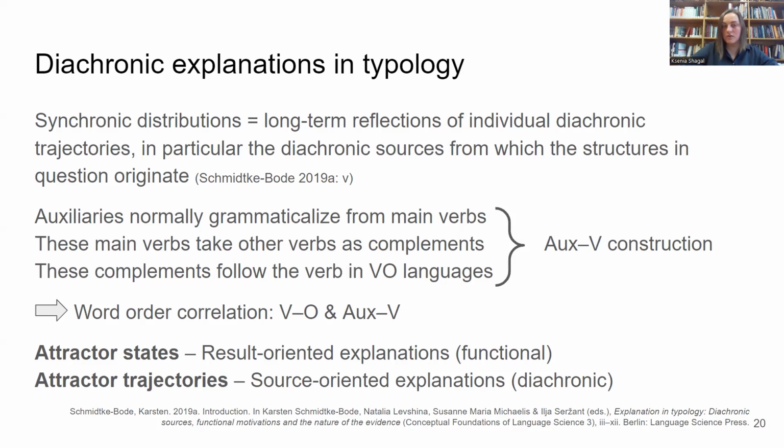And if those languages are VO languages, or had initial languages, that means that the complements that those main verbs take follow the verb. So basically, what we will have as a result of a diachronic development when a main verb grammaticalizes into an auxiliary verb is the auxiliary plus verb construction, where the auxiliary verb will come first.